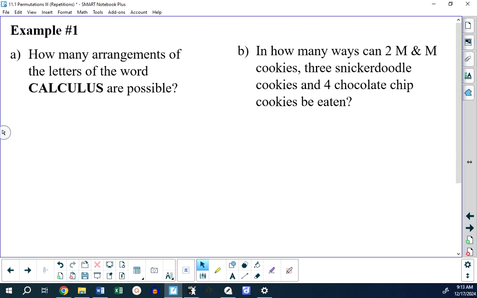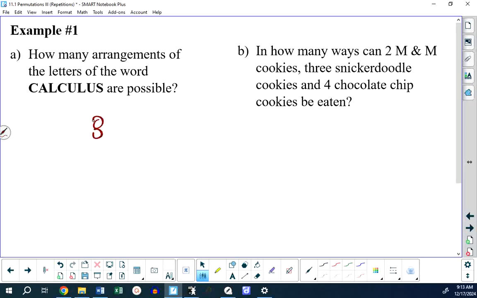Okay, let's get to work on the examples here. Example number 1, how many arrangements of the letters of the word calculus are possible? Well, this is like the cookies and the cars. There are a bunch of items we're going to arrange. I count 1, 2, 3, 4, 5, 6, 7, 8 letters in total.